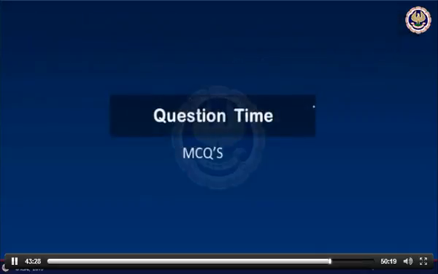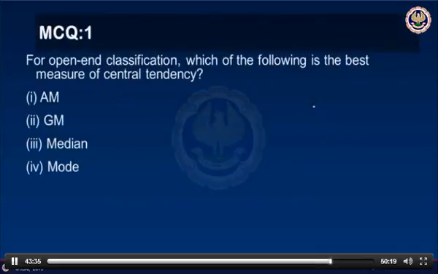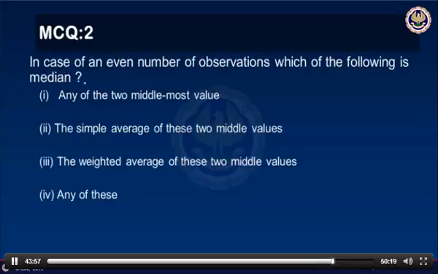Now let us come to the multiple choice questions related to the topic median. Let us look at them one by one. For open-end classification, which of the following is the best measure of central tendency? Number 1, arithmetic mean, geometric mean, median, mode. The answer is the median.